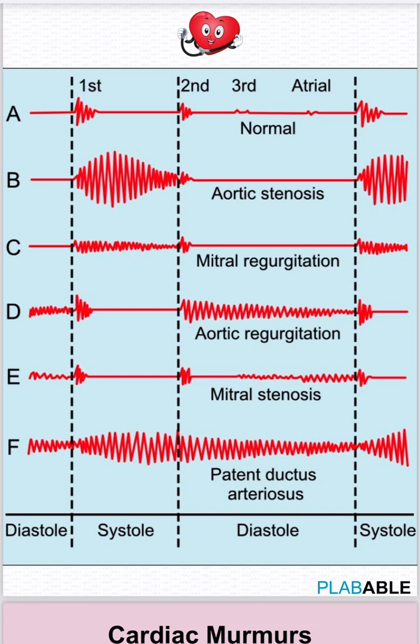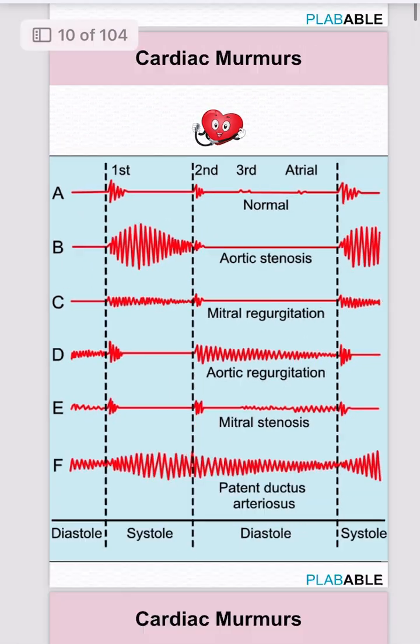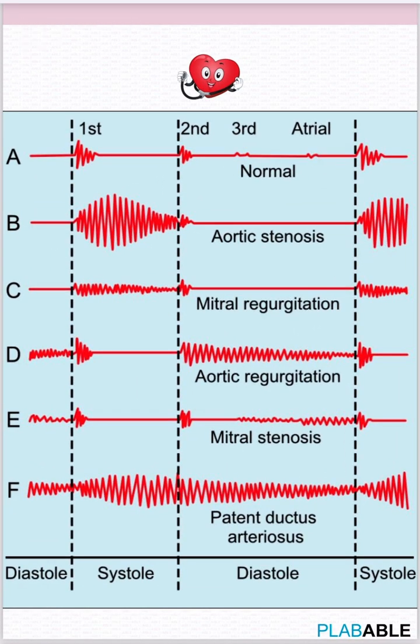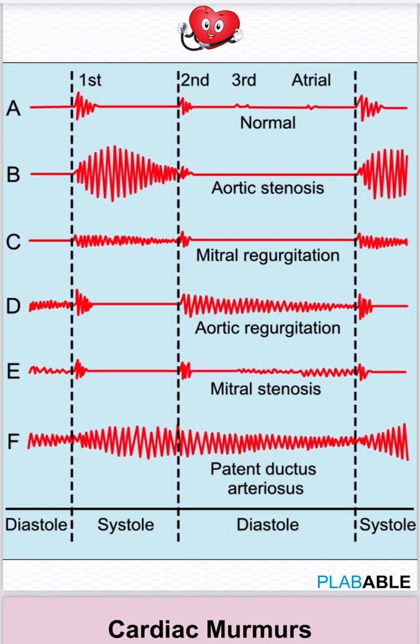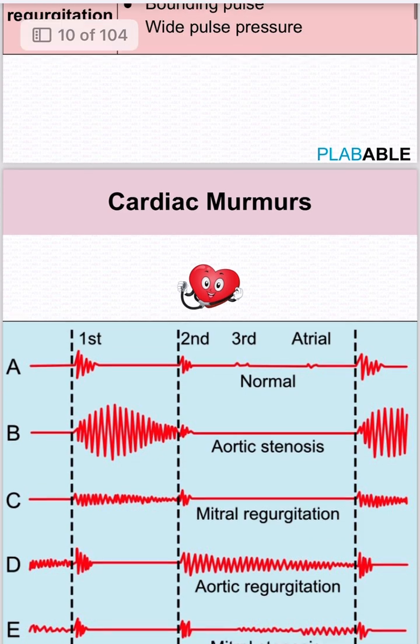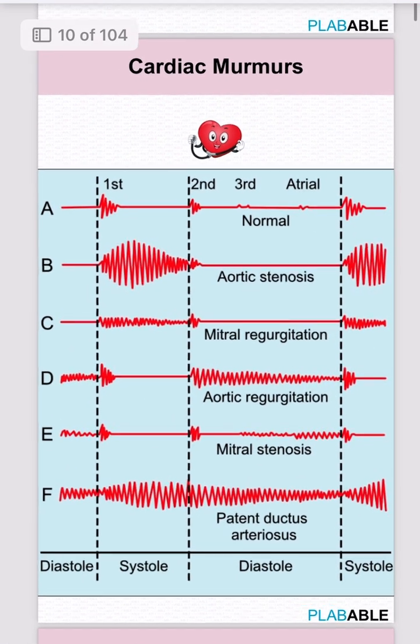And if the first heart sound is audible, but from the start of the second, third, and atrial sounds you auscultate an opening snap type murmur, so it's called mitral stenosis. And if the murmur is audible throughout the systole and diastole, it is called a continuous machinery murmur, which is seen in patent ductus arteriosus. I hope the murmurs are clear to you.